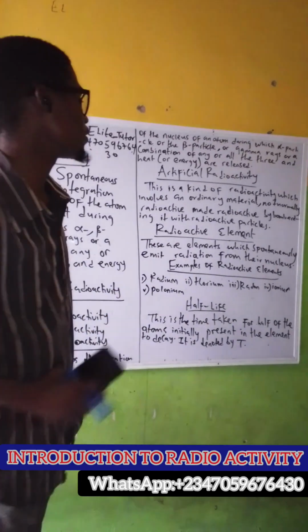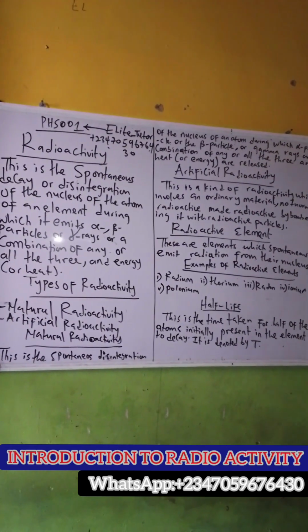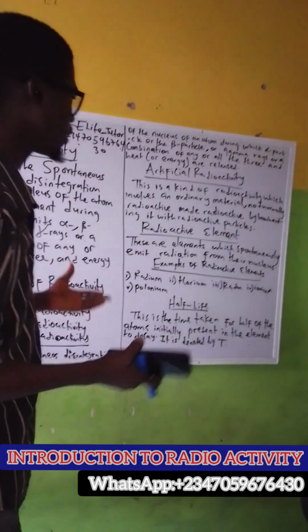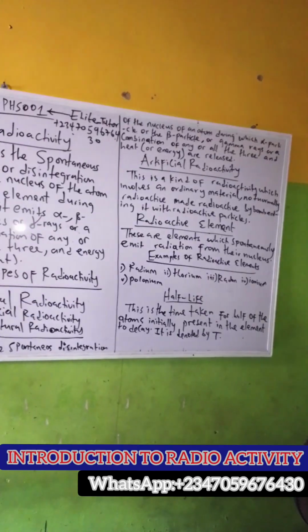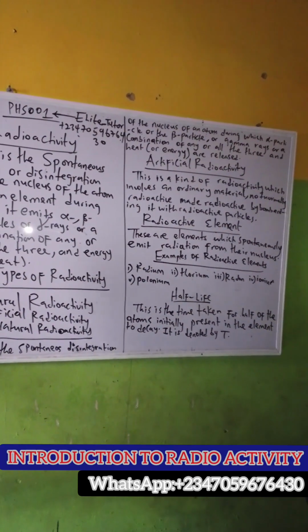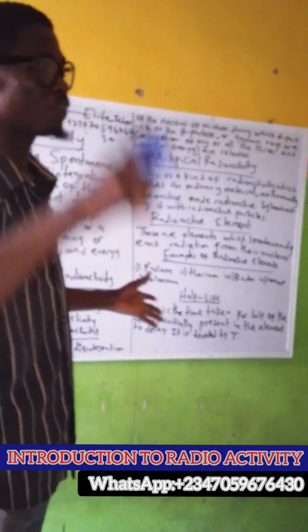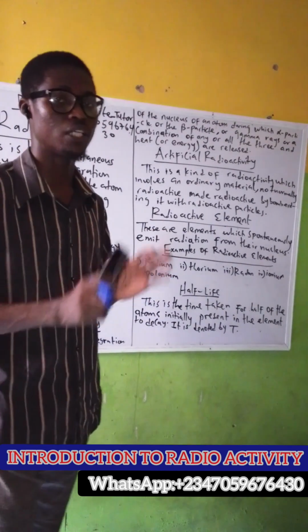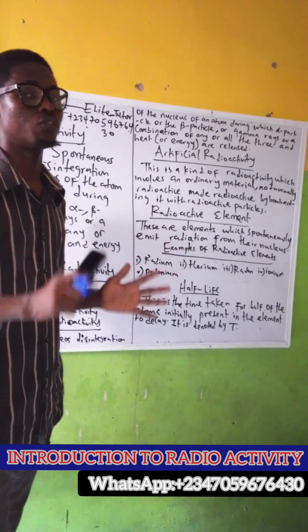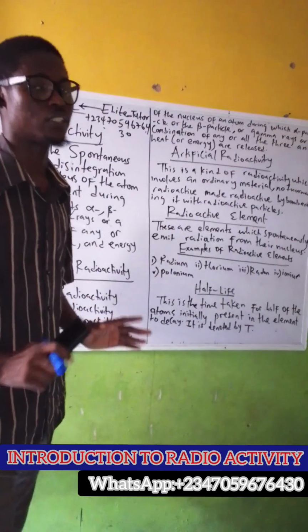Okay, so what is artificial radioactivity? Artificial radioactivity is a kind of radioactivity which involves an ordinary material, not normally radioactive, made radioactive. By what means are they made radioactive? By bombarding it with radioactive particles. That is the only way you can make it radioactive, and that is what we call artificial radioactivity.